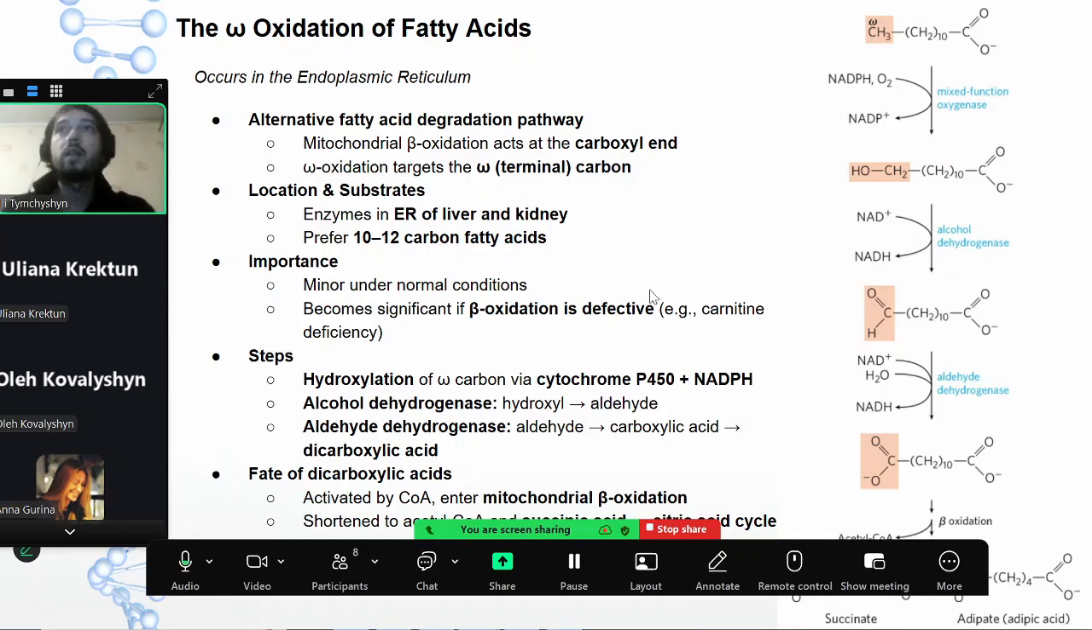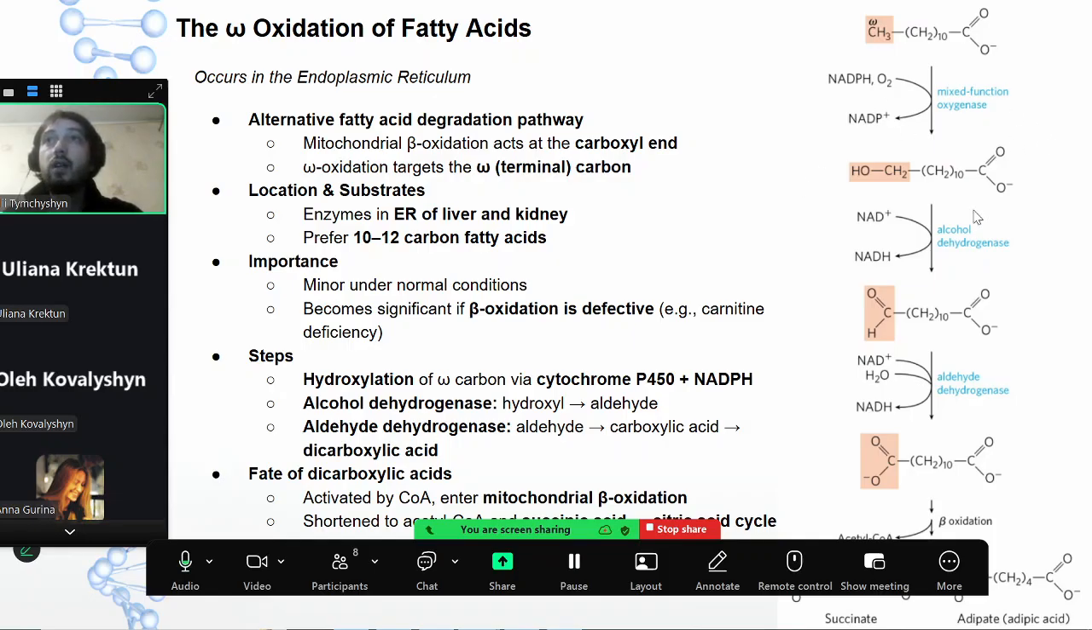In the endoplasmic reticulum we might get this process as well. It's an alternative fatty acid degradation pathway that targets the terminal carbon atom. It prefers fatty acids of about 10 to 20 carbons, and under normal conditions its importance is minor, but it may become significant if beta oxidation is defective, for example in carnitine deficiency.